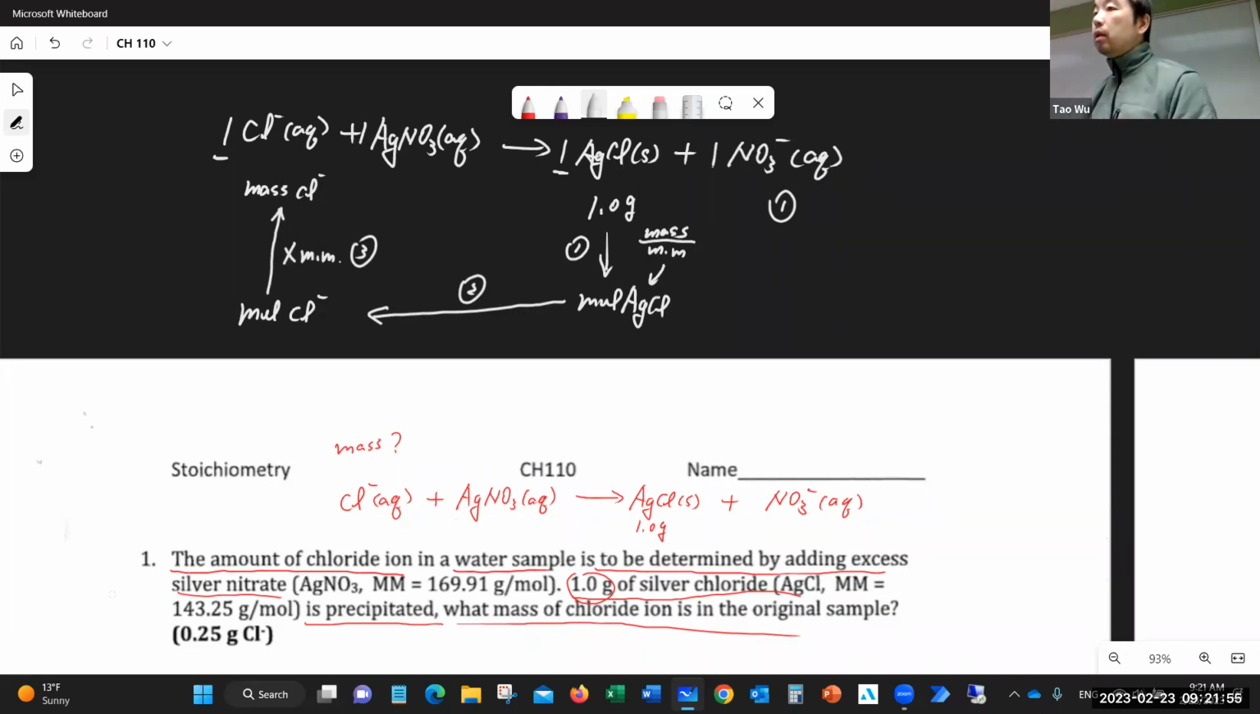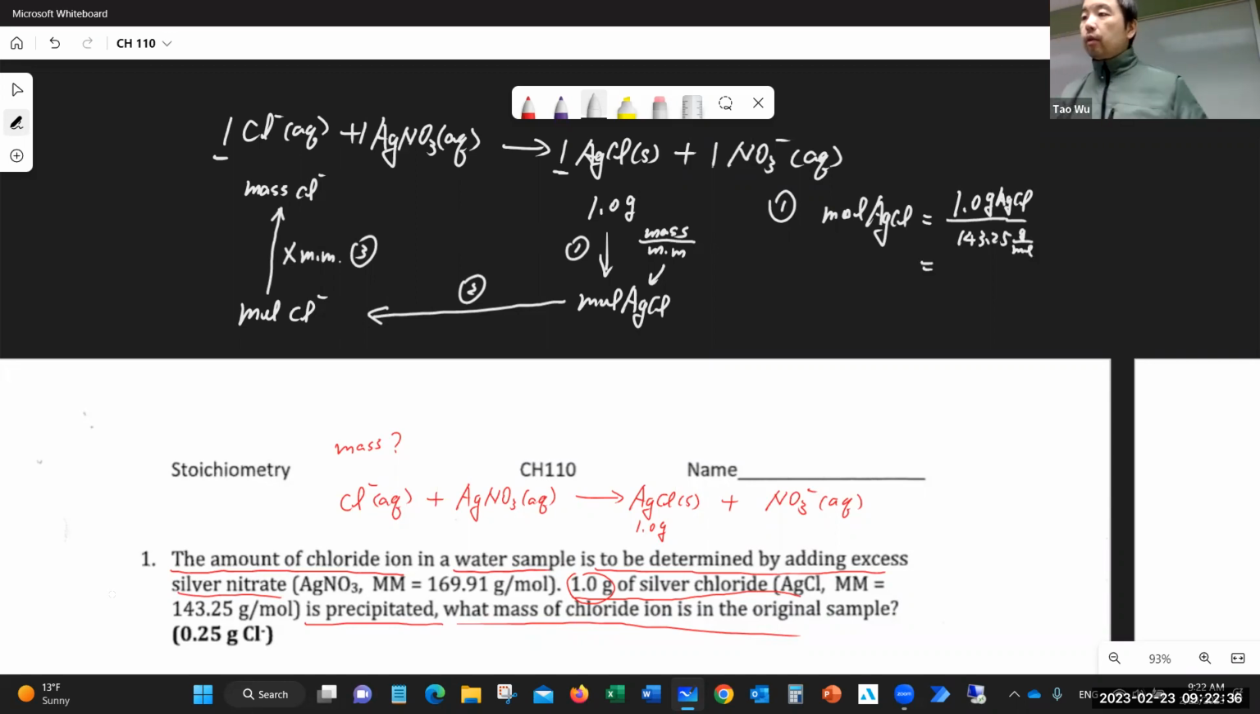Otherwise, you cannot solve the stoichiometry. You have to find the mole of something. Since we have two different compounds, you need to make sure what you have. You have a mole of the silver chloride. That should be equal to 1.0 gram of the silver chloride divided by the molar mass of silver chloride. The question already tells us the molar mass of silver chloride is 143.25 gram per mole.